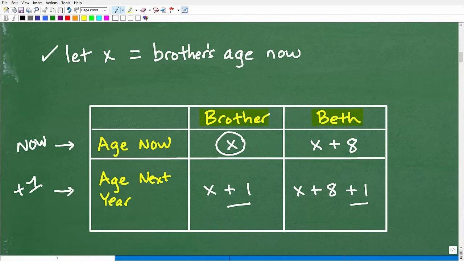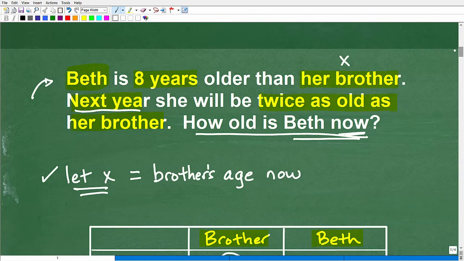So based upon this, we have some good algebra expressions for their situation right now, their ages right now, and their ages next year. We have these all in terms of our variable x, okay? All right, so now we can go back and reread the problem. Remember, these things that I'm telling you, I'm not making this up. When I say read the problem, that's what I mean, reread the problem. So now, let's go back and reread this part.